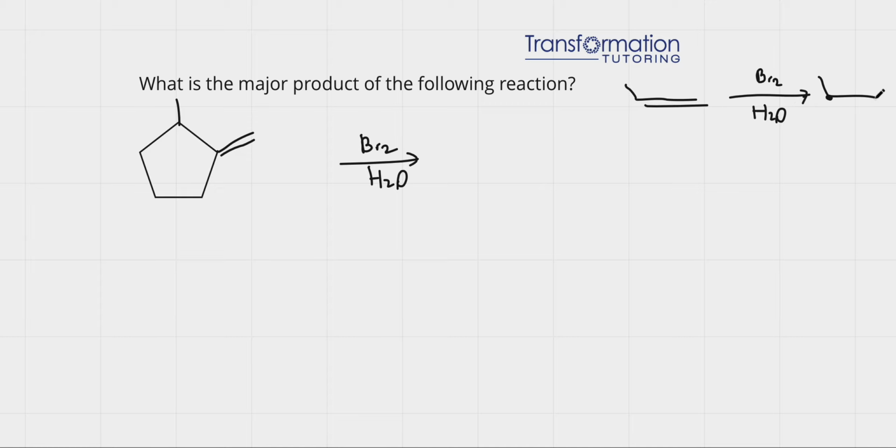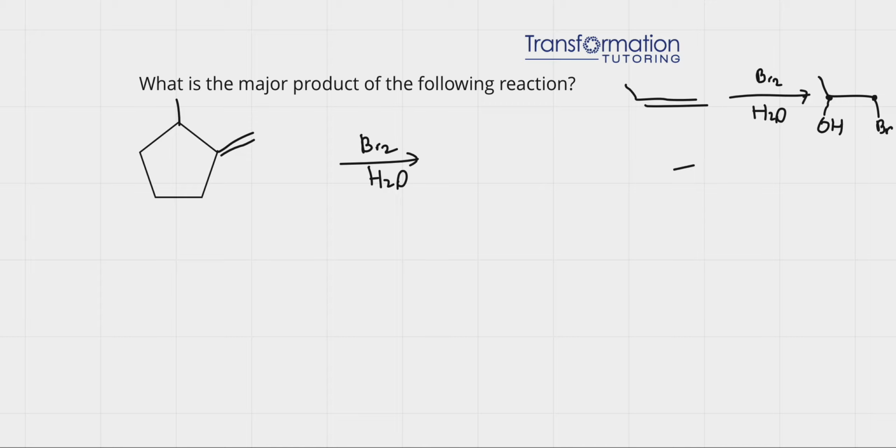So in this case, this carbon and this carbon. The carbon that is more substituted from the double bond, more substituted because this carbon is attached to two carbons, will get an OH. The carbon that is less substituted, so the other carbon, will get a Br.